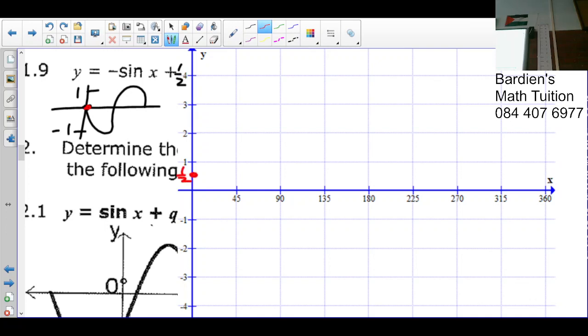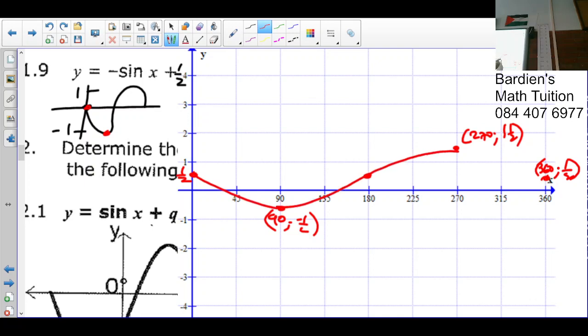So I put that on the diagram because it's not on the axis. This is 90 and minus 1 becomes 90 and minus a half. 180 and 0 becomes 180 and a half. 270 and 1 becomes 270 and 1 and a half, because I moved half a unit up, sorry. And 360 and 0 becomes 360 and a half. That, as you can see, is the end point, which is why I'm drawing it here. Again, just connect the dots. And there we go.